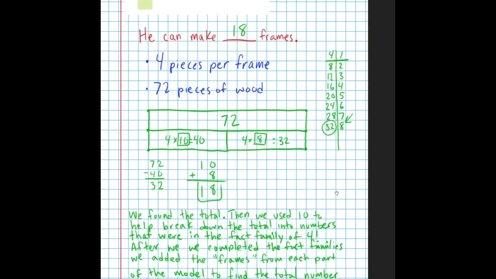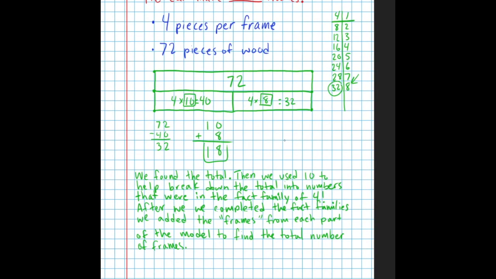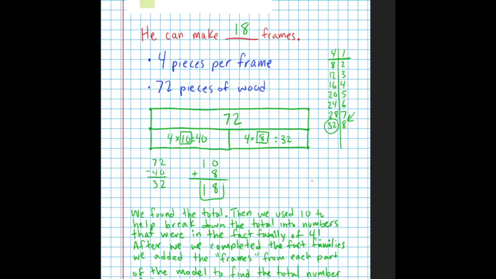Then we used 10 to help us break down that total into compatible numbers, numbers that were in the fact family of 4. After we were able to complete those fact families for 4, we were left with numbers that we can add together that represented the number of frames. And by adding them, we found the total number of frames, which ended up being 18. We then took that number 18 and we plugged it right back into our answer statement to make it a complete answer. He can make 18 frames.